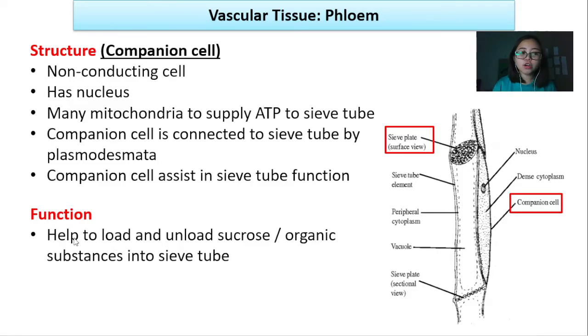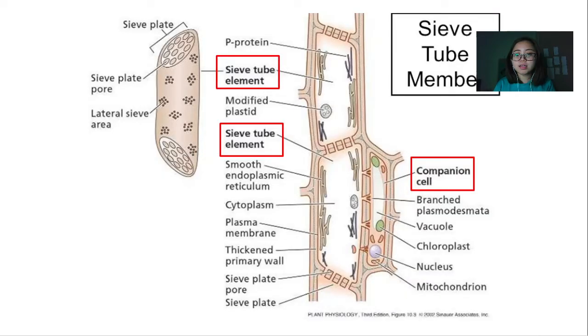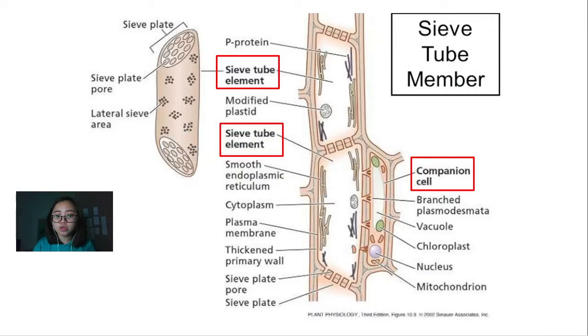So the function of the companion cell is to help to load and unload sucrose and organic substances into the sieve tube. Dia tolong kasih masuk barang, dia tolong kasih keluar barang. And it supplies energy in the form of ATP to the sieve tube. ATP will be produced in the mitochondria of companion cell. Okay, that's it. All right, so let us take a look at this sieve tube member.